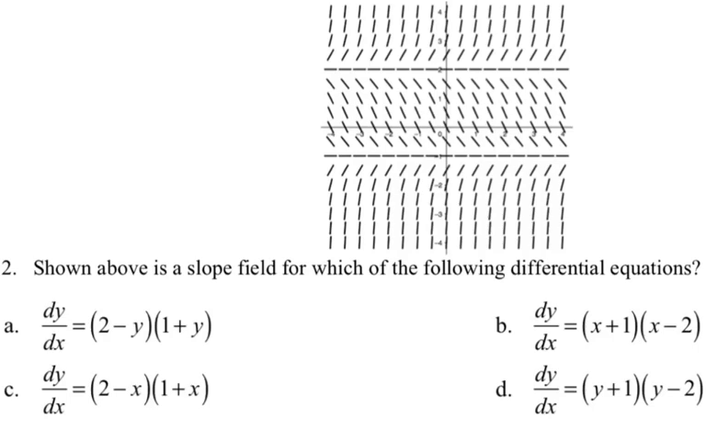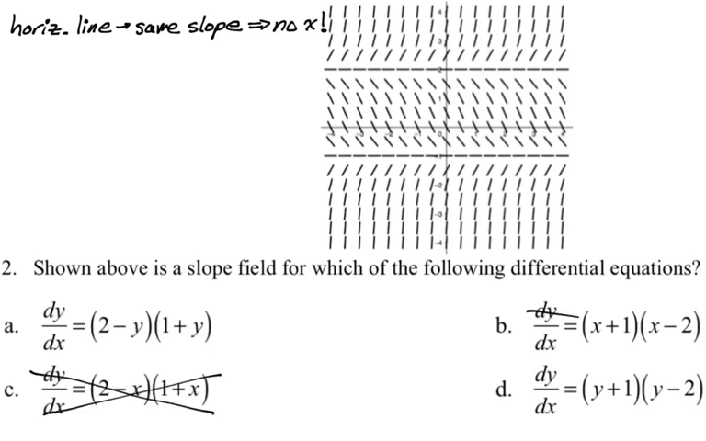So the first thing I notice is that along horizontal lines, the slope is always the same. It doesn't change as you move along a horizontal line, which means that x is having no impact on the slope, which means that I can cross out any differential equation that has an x in it. So I'm going to cross out c, and I'm going to cross out b because they both have x's in them. All right, now I just have to choose between 2 minus y times 1 plus y and y plus 1 times y minus 2.